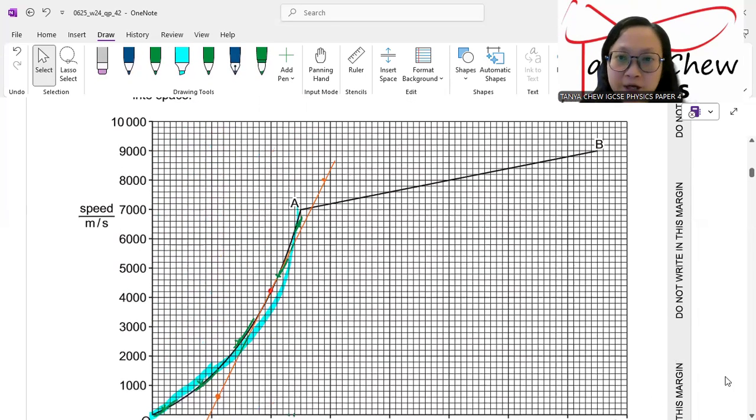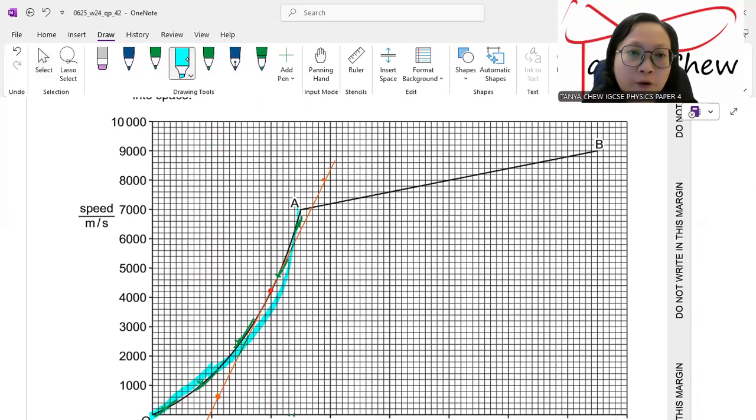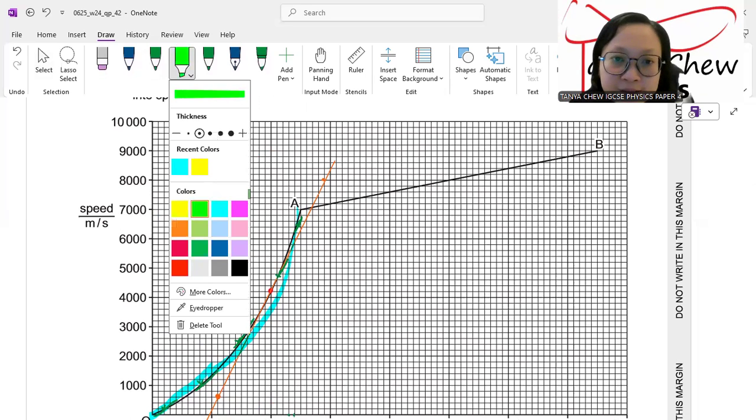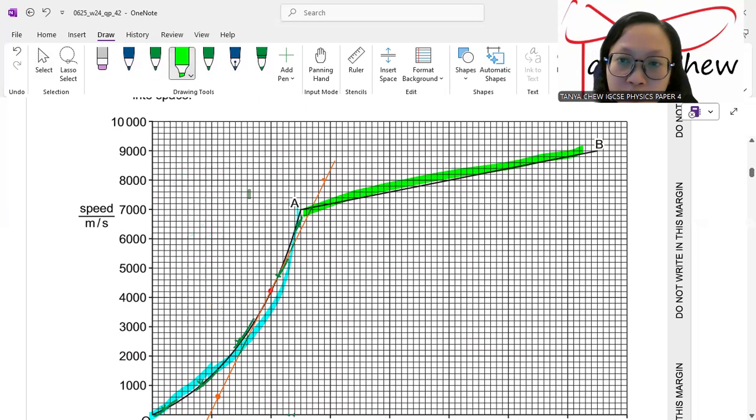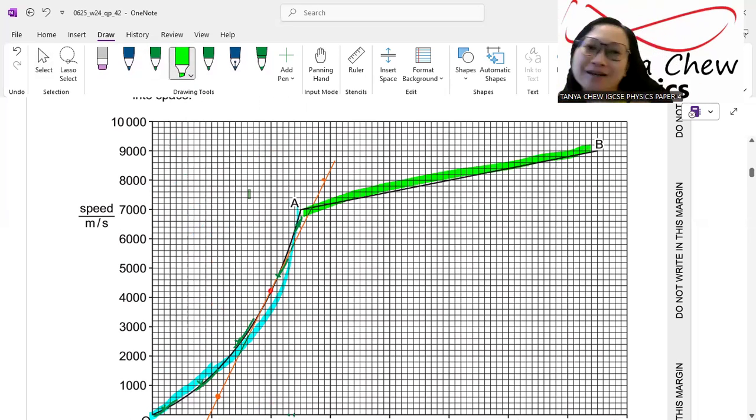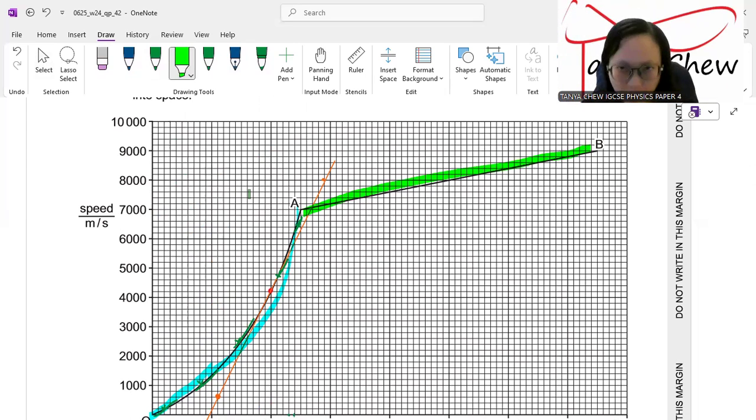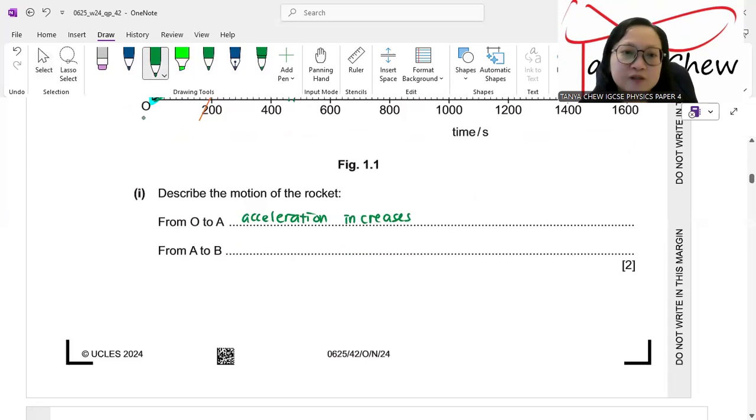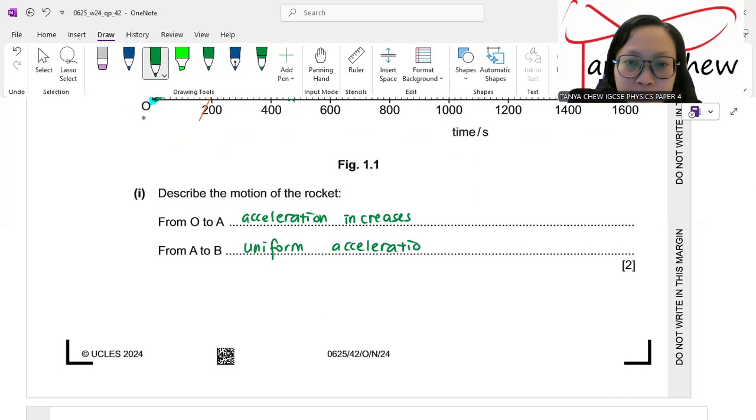What about from A to B? Wow, from A to B, this is a straight line graph. Don't you think so? This is a straight line. If it is a straight line, you learn math, you definitely know that a straight line graph will always give you constant gradient. Since the gradient of the graph represents acceleration, I would just say that acceleration is constant. Or you can say uniform acceleration, doesn't matter. So that is the answer.